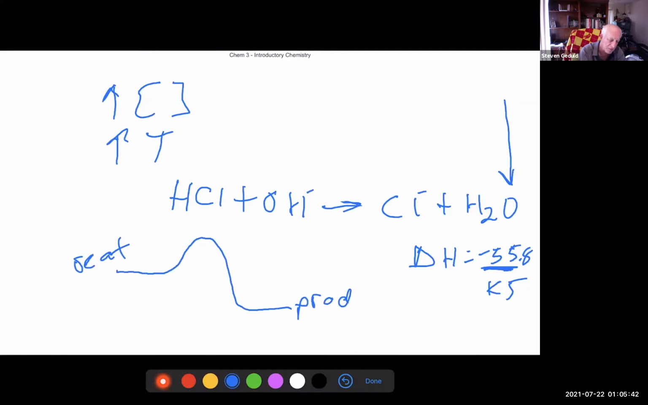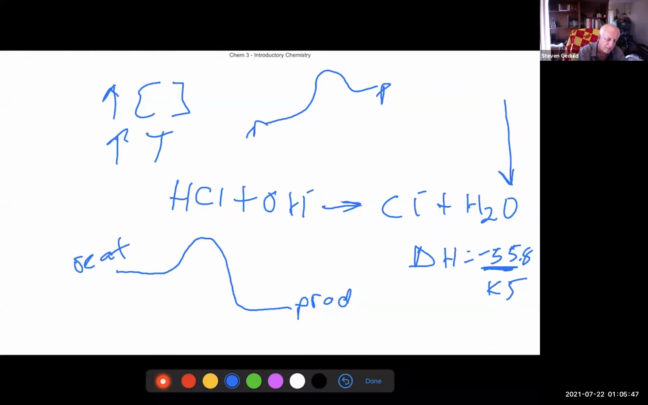Endothermic reactions would be the opposite. The curve would be like this. Your products would be up high, your reactants would be lower. That'd be a positive delta H. It takes energy to get up there because the products are at a higher energy than the reactants. And we've done energy diagrams. We did exothermic and endothermic before.